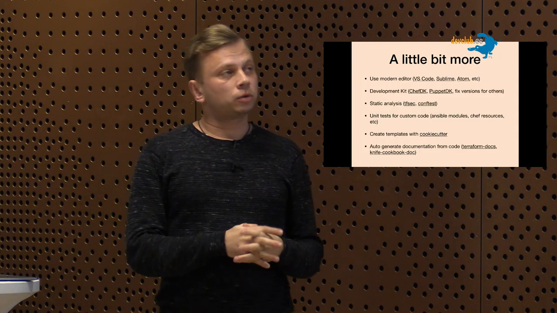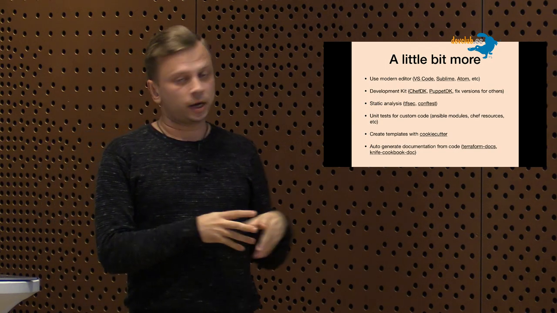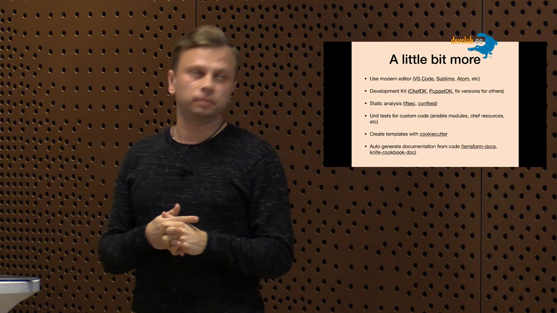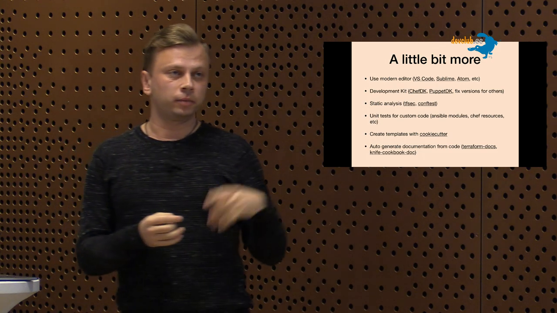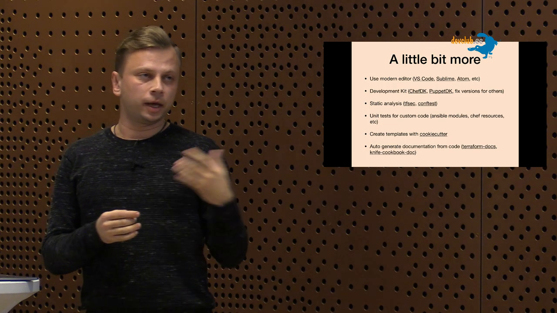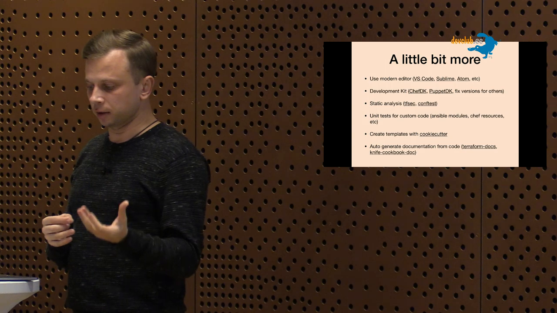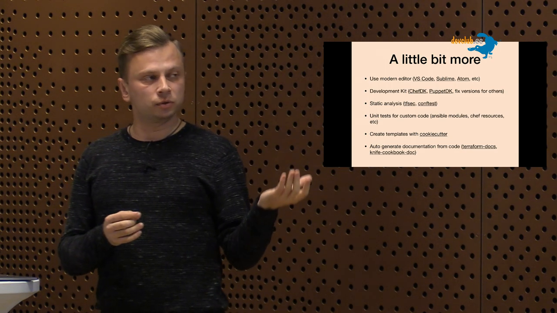And a little bit more, what can be added to this? I suggest you use a modern editor like Visual Studio Code, Sublime, Atom, or IDEA, whatever you like. They all have plugins for popular solutions, and it's already much better than a generic text editor. Also, a good thing is that for several infrastructure as code tools, there is a development kit. It exists for Chef and Puppet. With the development kit, you can ensure that the tools you are using are tested together, and if your team members have the same version of the development kit, you will have the same experience.